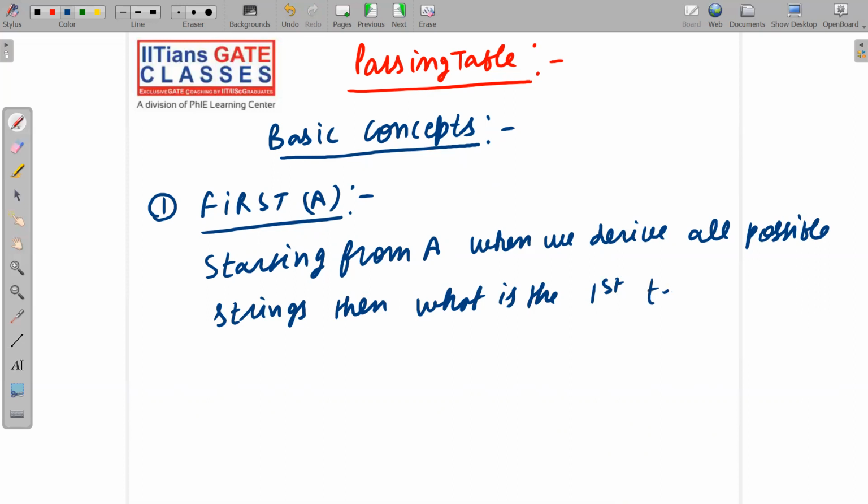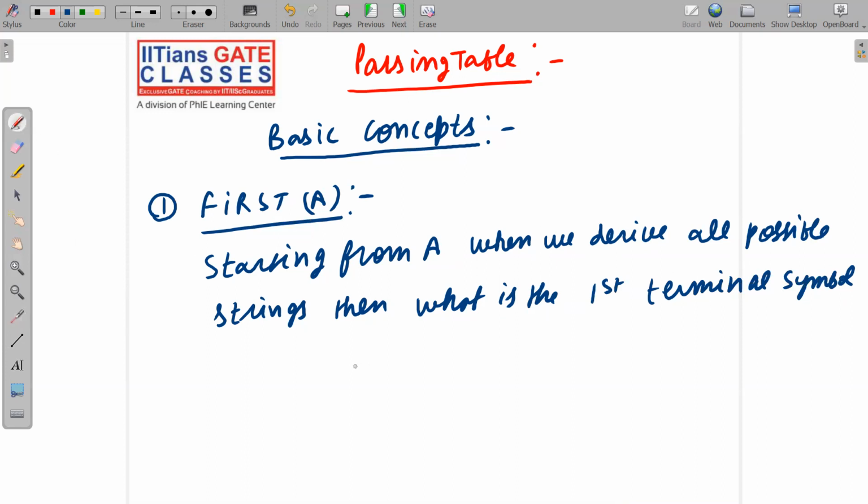What is the first terminal symbol? Okay, that is the basic meaning of first of A. So please write it down carefully. First of A means what? Starting from A, when we derive all possible strings, what is the first terminal symbol which we are getting?